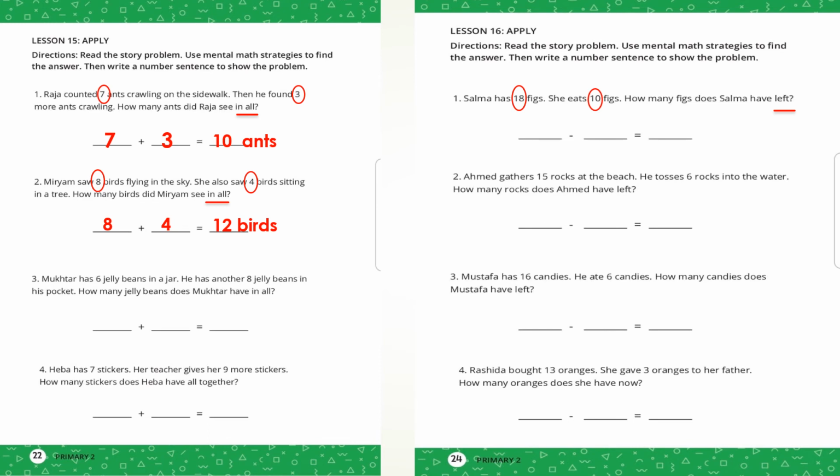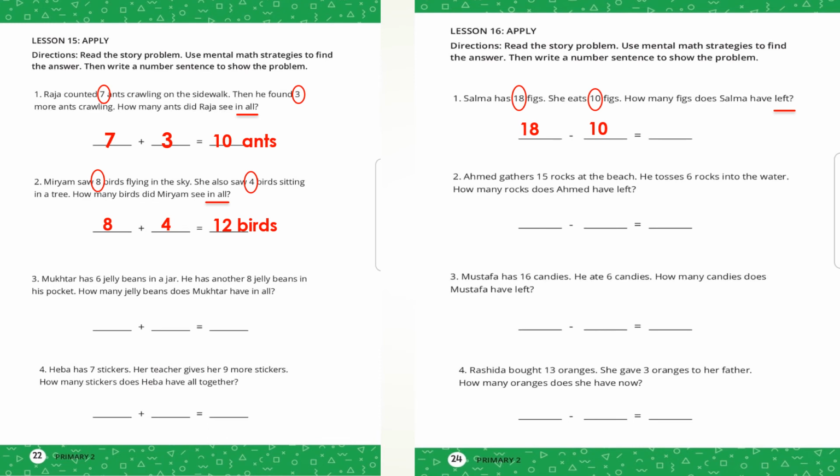So we will subtract. But pay attention, my dear students. In subtraction, we have to write the big number first. So we will write 18 minus 10, not 10 minus 18. Big number 18, so we have to write it first and the small number next. 18 minus 10. 18 minus 10 equals what?